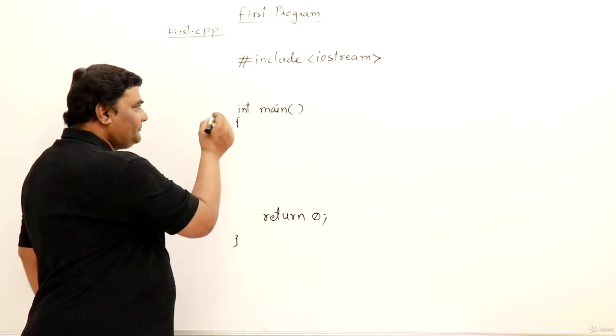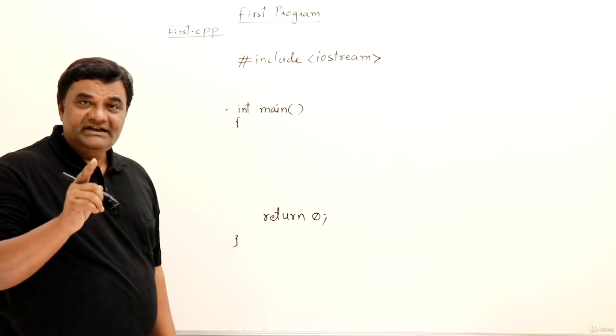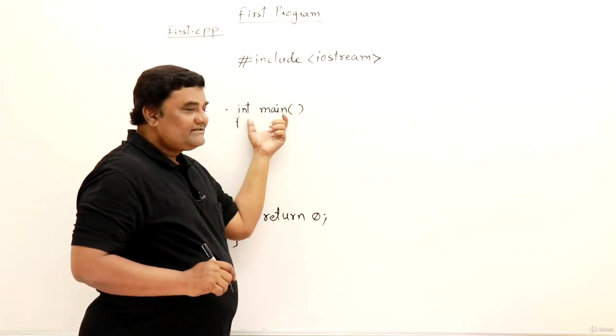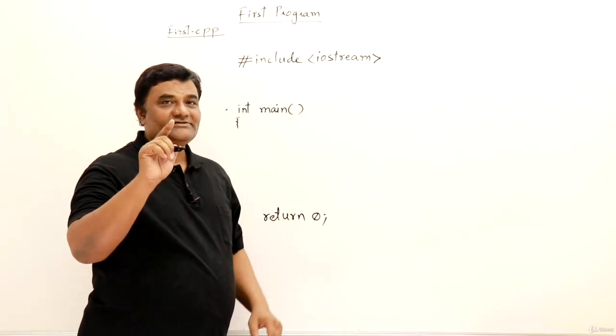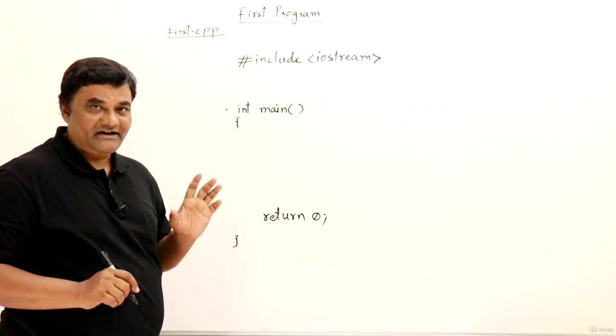I'll start from this point. See, this is the starting point of a C++ program: the main function. This is main, and the round brackets are there, so this is a function. This main function is the starting point of a C++ program.